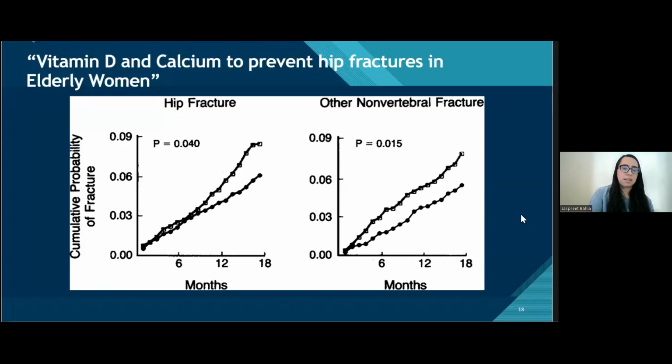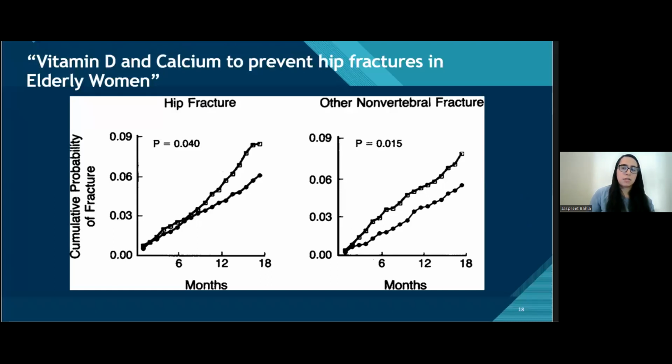So the top line on both graphs is the placebo group, and the bottom line on both graphs is the intervention group. As you can see, there is a decreased rate in hip fractures and other fractures in the intervention group that received the calcium and vitamin D.